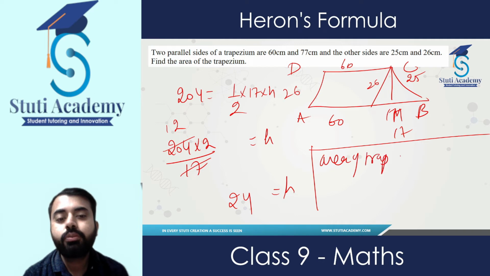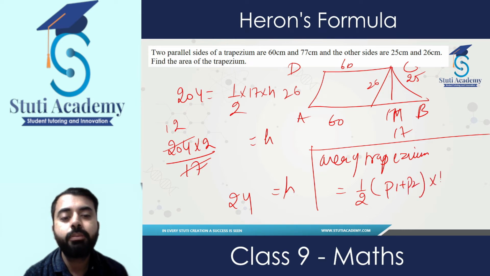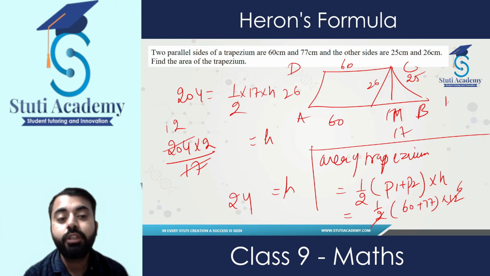I have to find its area. Area of trapezium is what? It is half into sum of parallel sides multiply its height. Half here, 60 plus 77, you get 137, and height was 12. 6 into 137, 6 sevens are 42, 18 and 4 is 22, 6 and 2. Okay, so your area is what? The area is 822.